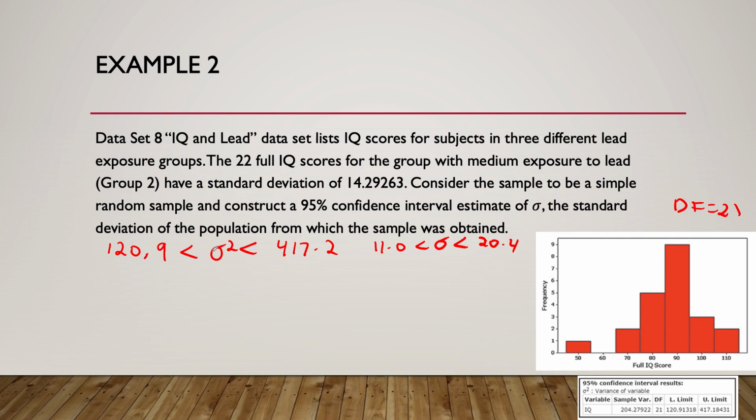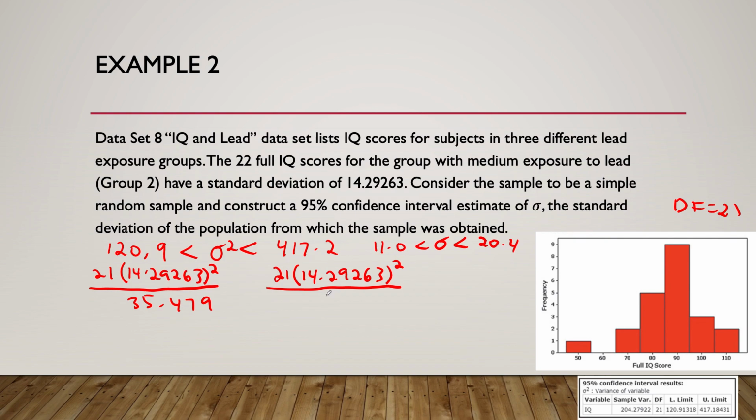The actual calculation, since we would be using those chi-squared values from example 1, for the 120.9 is 21 times 14.29263 squared divided by the right chi-squared value of 35.479, and for the 417.2, this was 21 times 14.29263 squared divided by the left chi-squared value of 10.283.